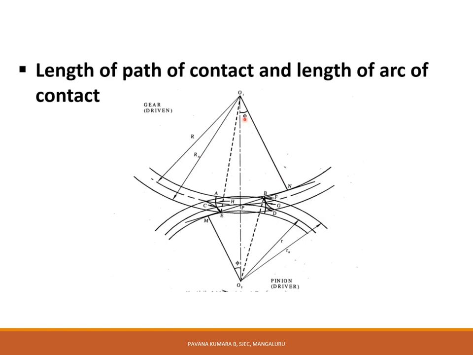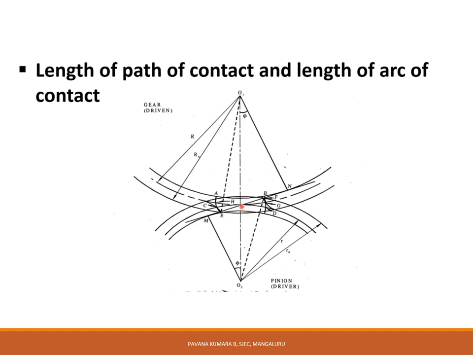Similarly, phi is the pressure angle. Here also the same thing: phi is the pressure angle. Small r is the pitch circle radius from the origin of the pinion or driver. RA is the addendum radius of the addendum circle of the driver gear. Here MN is the common tangent to the base circles, of the driver and of the driven. It is equal to the common normal at the point of contact of two teeth.